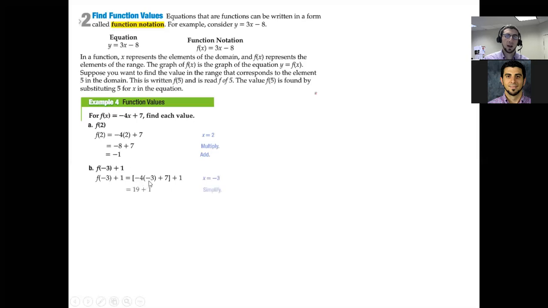So in the brackets, you put negative 3 times negative 4 is negative 12, or excuse me, positive 12, plus the 7 gives you 19. So that's the value of f of negative 3. Then it said add 1 to it. So plus 1 gives you 20.